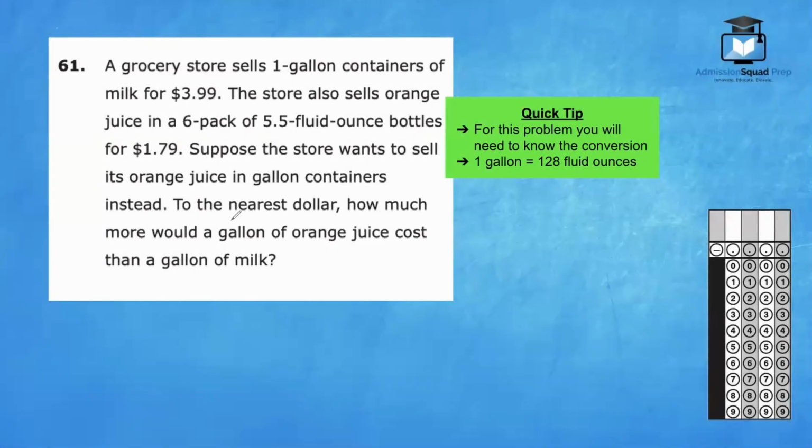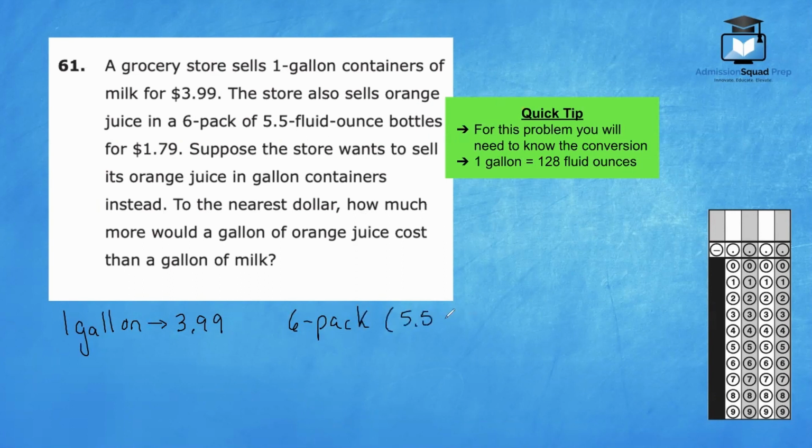Number 61. The grocery store sells 1-gallon containers of milk for $3.99. So let's write that down. 1 gallon for $3.99. The store also sells orange juice in a 6-pack. So that's 6 in a pack of 5.5 fluid ounces for $1.79. Suppose the store wants to sell its orange juice in gallon containers instead.